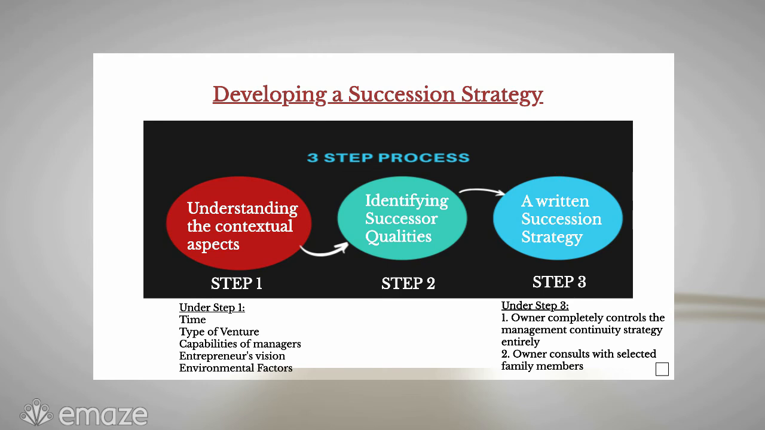The third step is a written succession strategy. Owner controls the management continuity strategy entirely. This is very common, yet legal advice is needed and recommended. The owner consults with selected family members. Here, the legal advisor helps to establish a liaison between family and owner in constructing the succession mechanism.